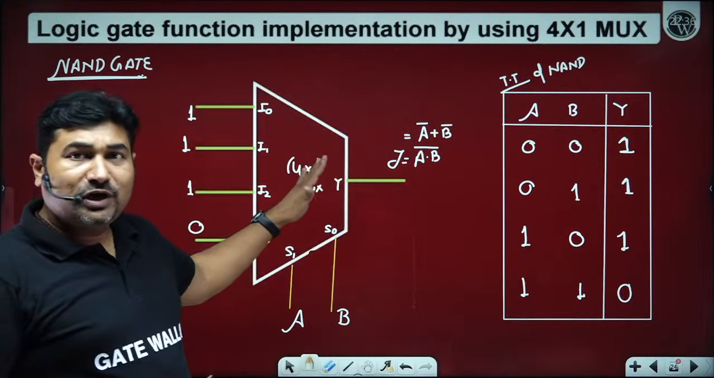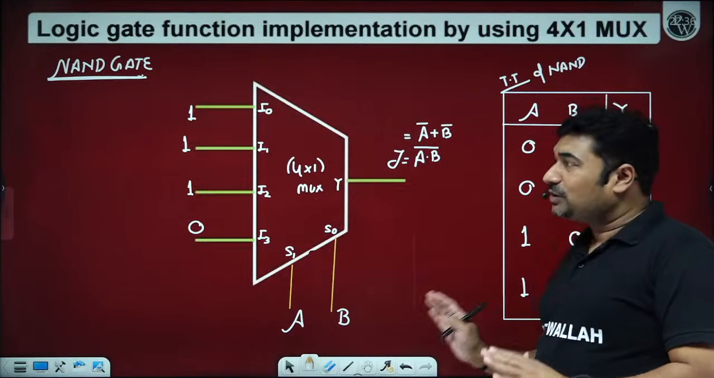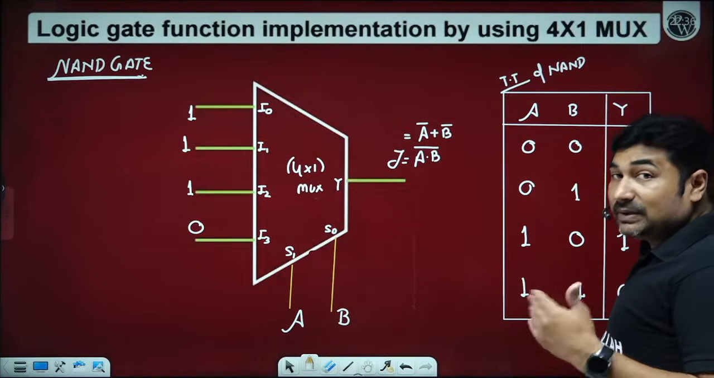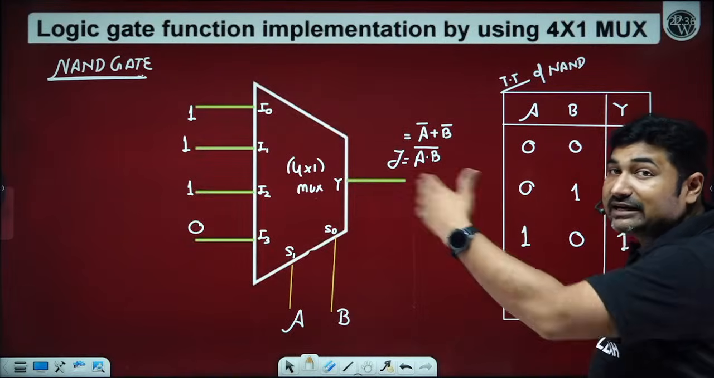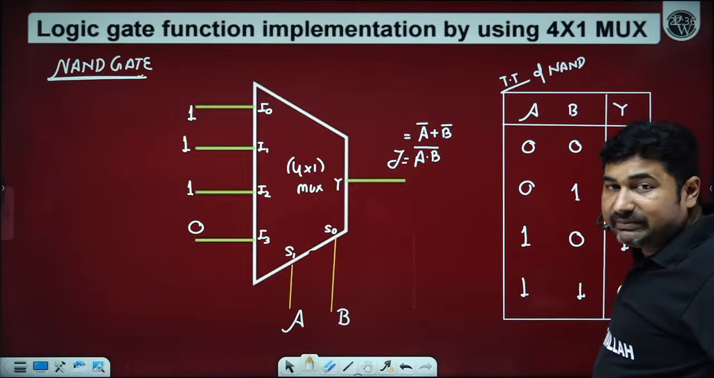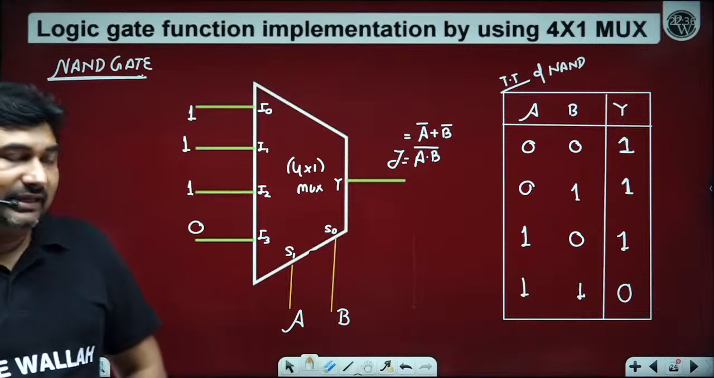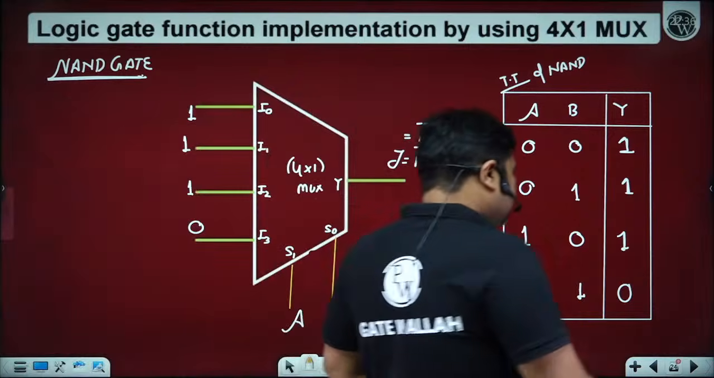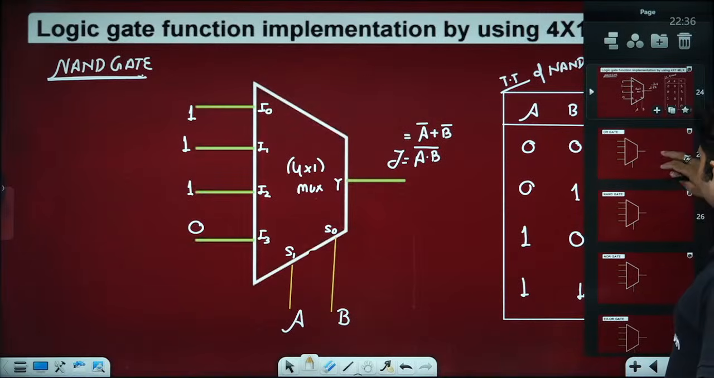So this is also a 2 variable function, but if we want to implement a function and the complements are not available, then 4 cross 1 will be a better size compared to 2 cross 1. Now, how many of you able to understand, beta ji? Can you please tell me by writing in the comment section, beta ji, how many of you able to understand this?